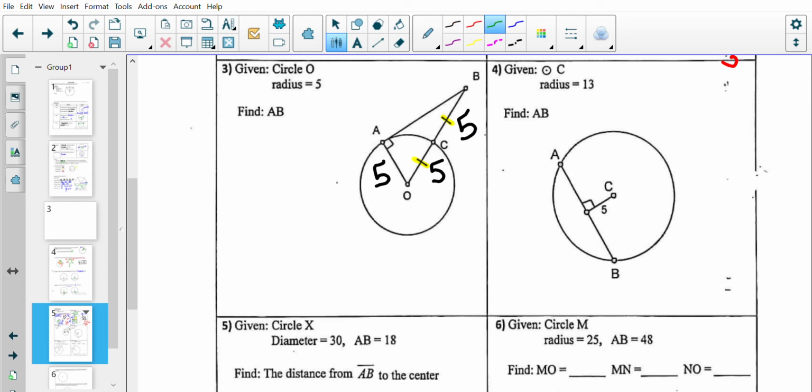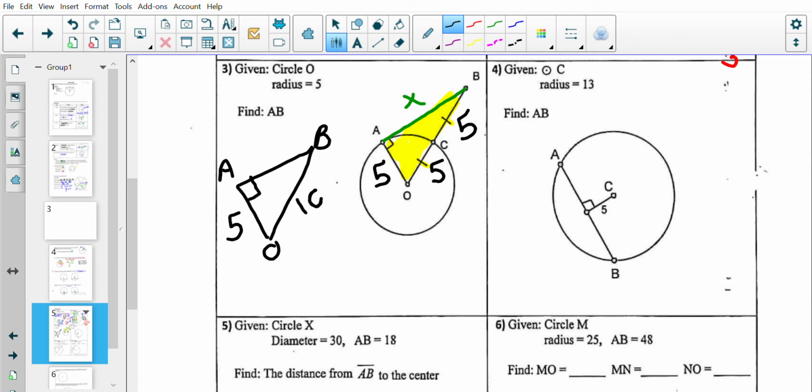We want to find segment AB. That's our X. So let's look at this. I'm going to redraw. If you notice, we have a right triangle. Here's our right triangle, BAO. I'm going to redraw this right triangle. So we have BAO. We know O to A is 5. We know O to B is not 5, but it's 5 plus 5, which is 10. And then we will have an X.